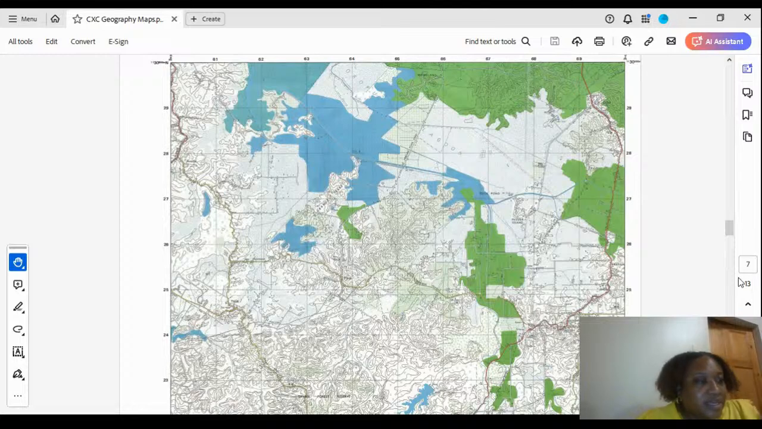For C and D, that is bearing. I am unable to measure that and the distance because I didn't have the actual physical map to measure off of, right?